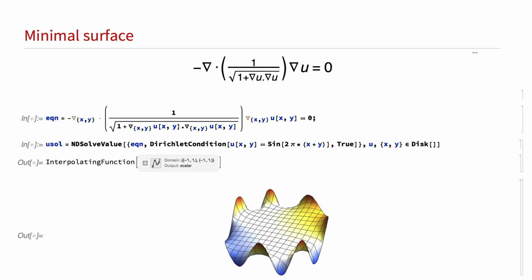We call NDSolveValue on the equation. You give a Dirichlet condition of the dependent variable u, and specify that the dependent variable is u, and the region is a disk. So this looks exactly the same way as before. There is no change in how you enter these equations or anything like that. It will return you an interpolating function, and then you can plot it. That's just roughly the outline. So basically, there's no change in syntax or anything like that to do nonlinear PDEs over regions.